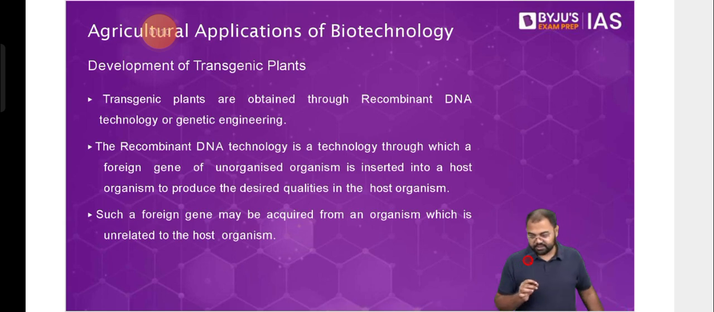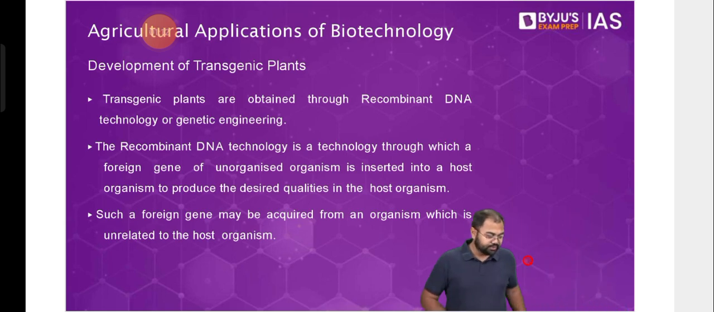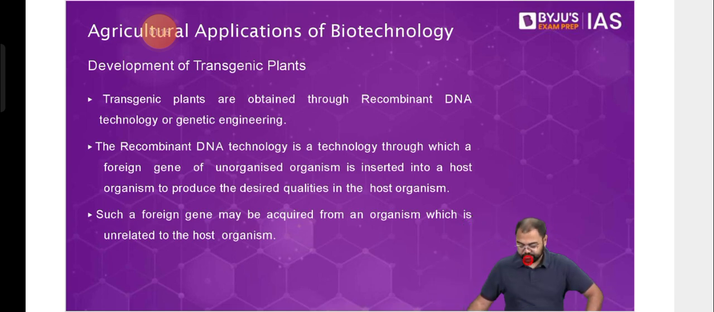So today we are going to continue with the same topic, and that's why the first topic for us today is the development of transgenic plants. How exactly do we develop transgenic plants is what we are going to start with. The basic technique used in making these transgenic plants is called recombinant DNA technology. We'll try to understand what we mean by recombinant DNA technology and how it helps us in getting these transgenic plants.